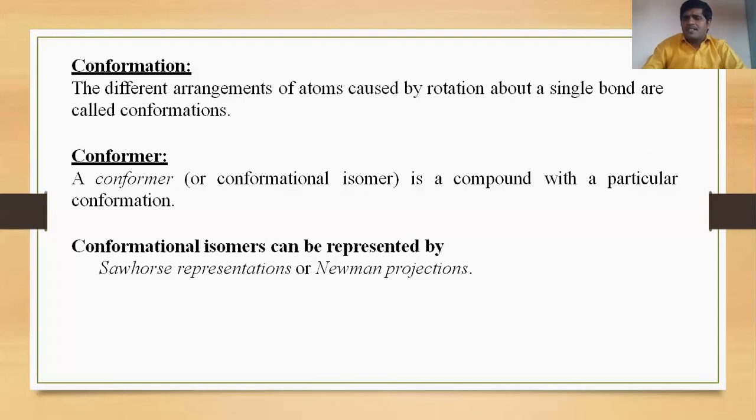In MCQs they ask: Fischer projections are used for the identification of what? Geometrical isomers, conformational isomers, enantiomers, or diastereomers? Your answer should be Fischer projection for the, yes, tell me. Enantiomers, correct answer. And Sawhorse and Newman projections are used for the representation of conformation. Keep that in your mind. Such knowledge should go into your mind.